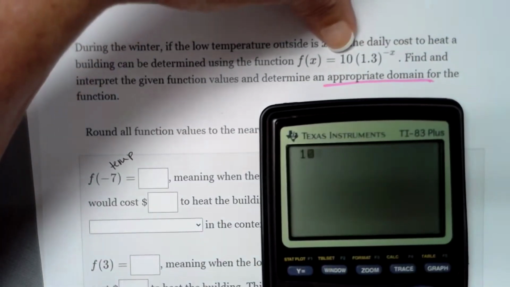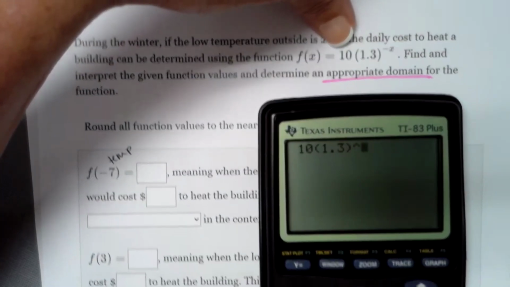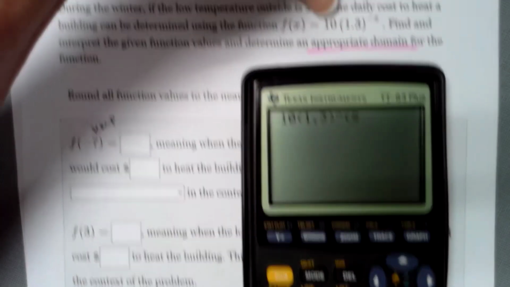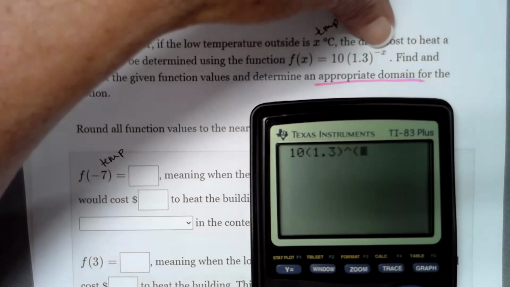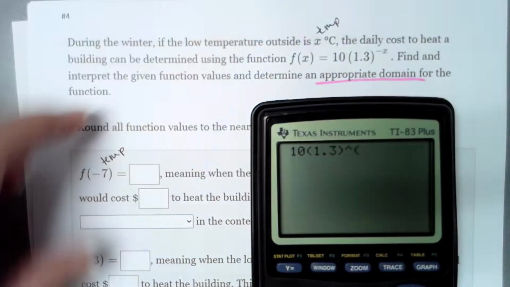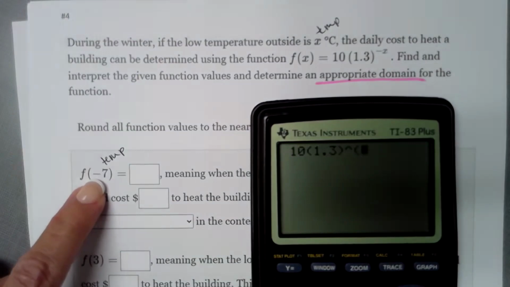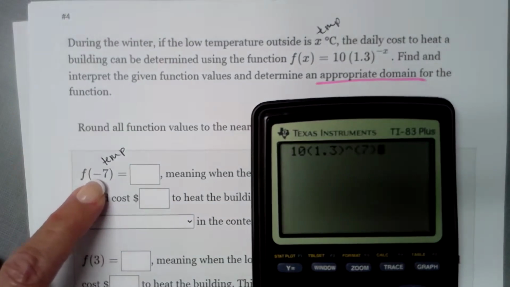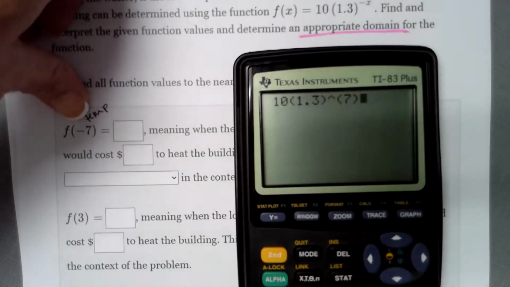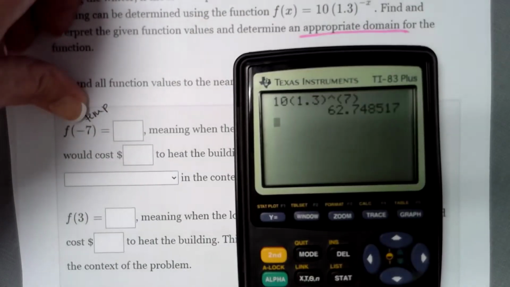So we've got 10 parentheses, 1.3, and then we need a caret key. And I would just go ahead and use a parenthesis here. Negative X. Now be careful. This is negative and this is negative, which makes a positive. Keep that in mind. Negative times negative is a positive. Okay, we're going to press enter.